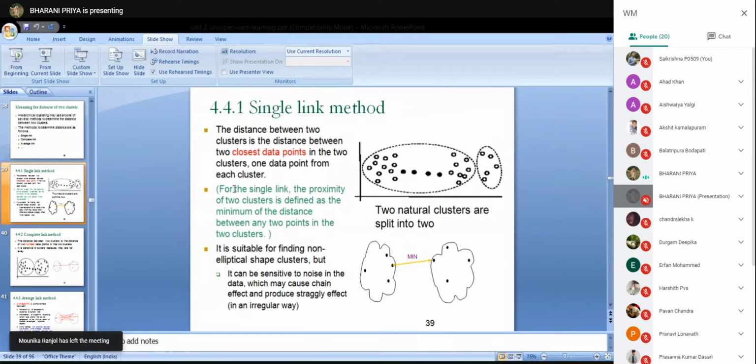For single link, the proximity of two clusters is defined as the minimum of the distance between any two points in the two clusters. So in the k-means algorithm, you are taking the centroid point, but here you are taking the minimum value to decide. I'll explain this with an example.